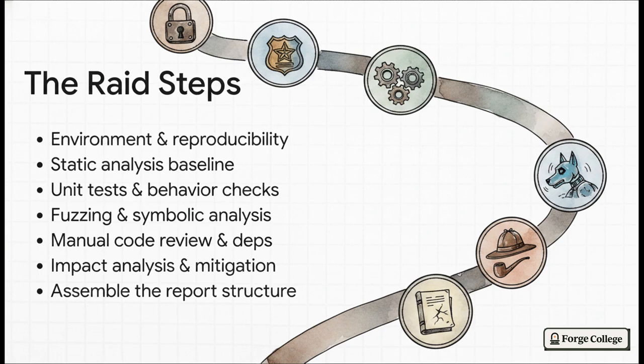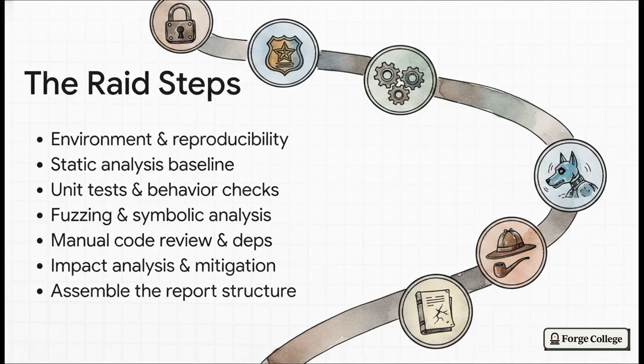Well, it's a highly tactical 7-step operation. Step 1 is locking down your environment for total reproducibility. Step 2, we send in the beat cops. That's your static analysis baseline, just doing the initial sweep of the code for obvious infractions. Step 3, we're going to run unit tests and behavior checks to see how the contract acts under normal pressure.